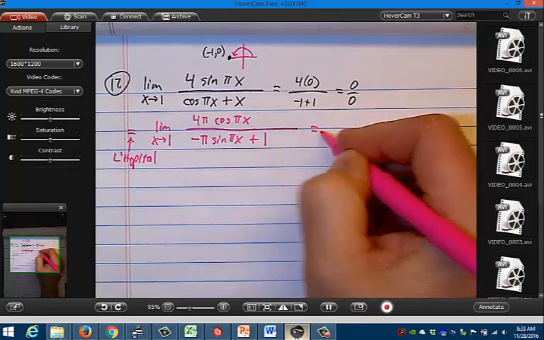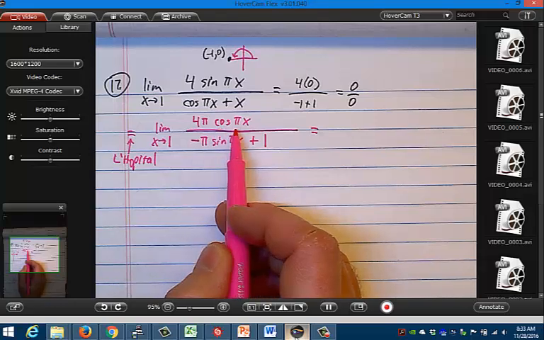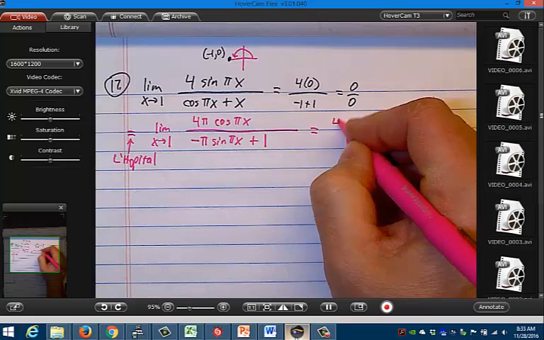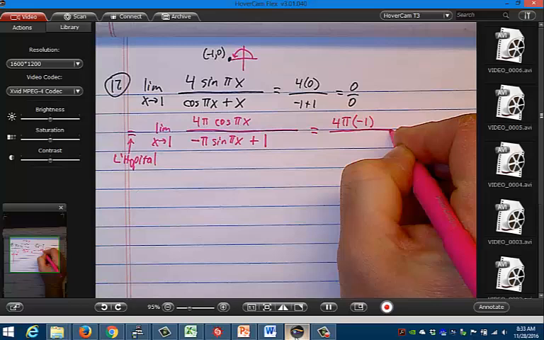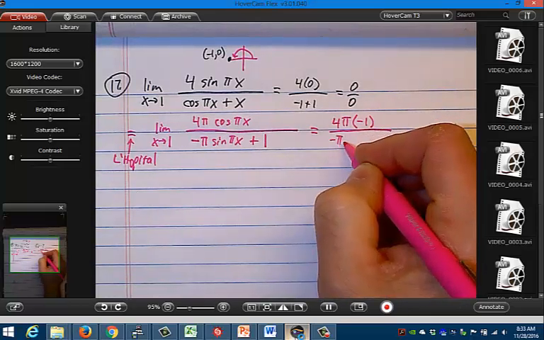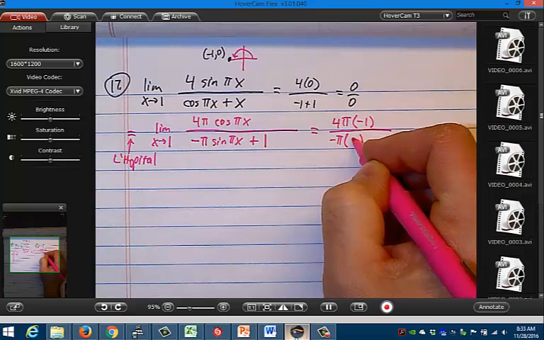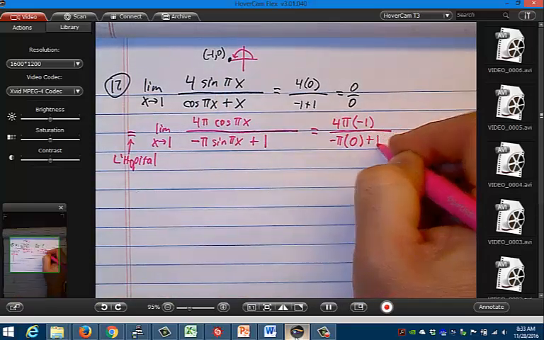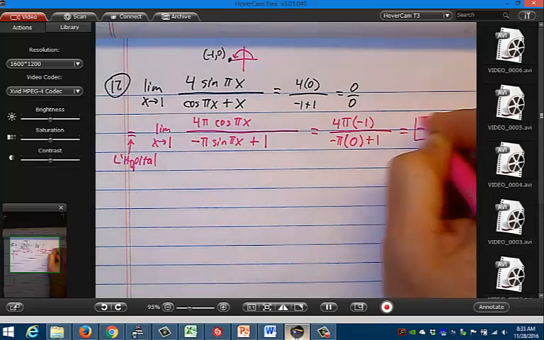So let's see, when I plug in 1, I'm just taking the cosine of pi, and that's negative 1 from my picture. So the numerator is going to be 4 pi times negative 1, and the denominator is going to be negative pi, and what's the sine of pi? That's 0, right, from the picture again, plus 1, and so I'm getting negative 4 pi as my answer.